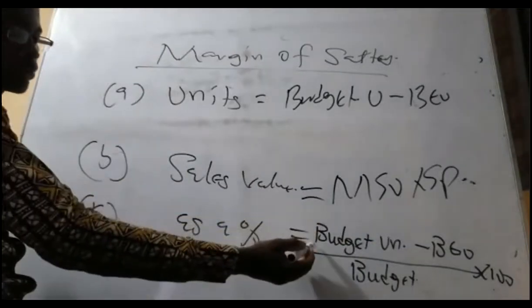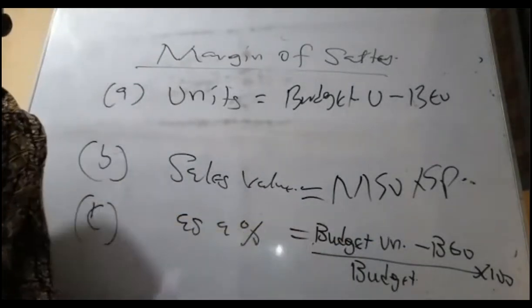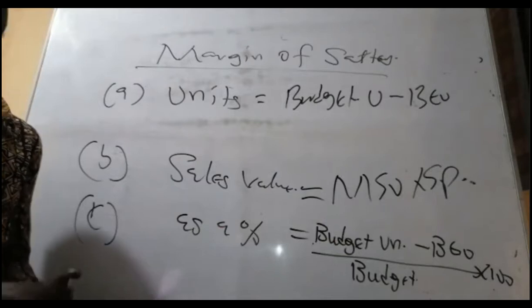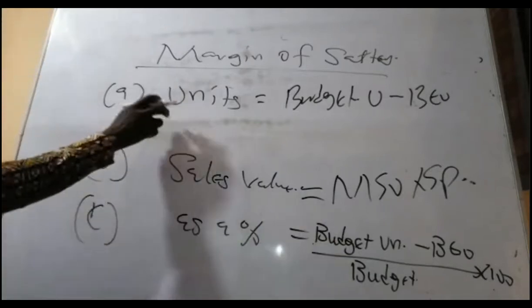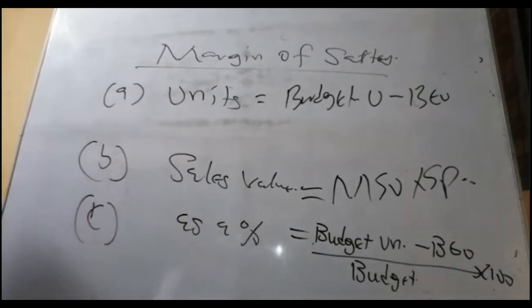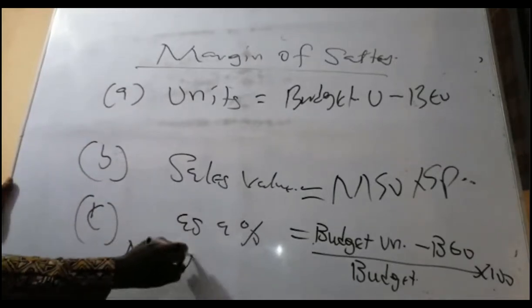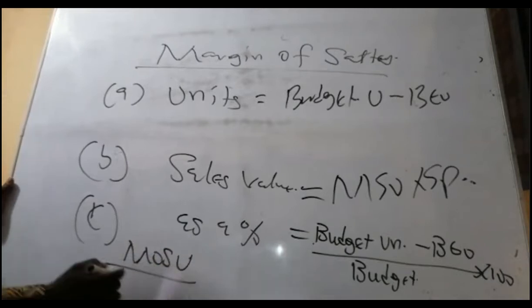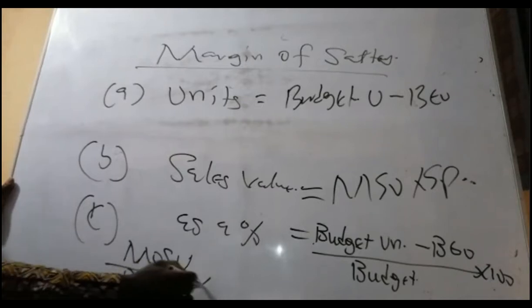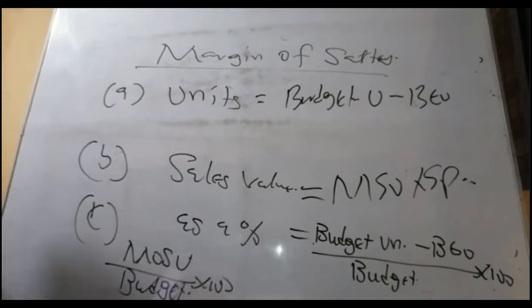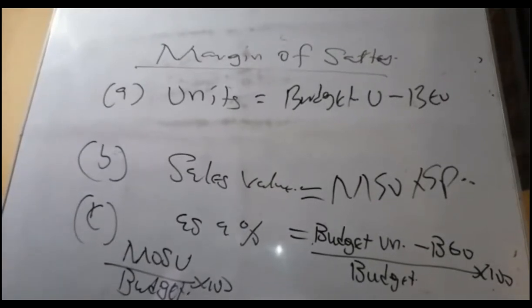This budgeted unit minus break-even unit, what name do you give it? Margin of safety in terms of units. So as a percentage, I can just tell the examiner that it is equal to the margin of safety in terms of units all divided by the budgeted unit times 100. That is all. Okay, so that is it.